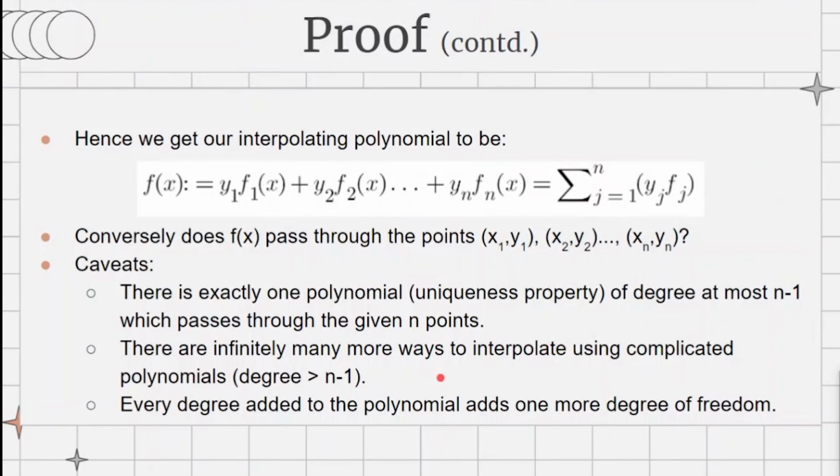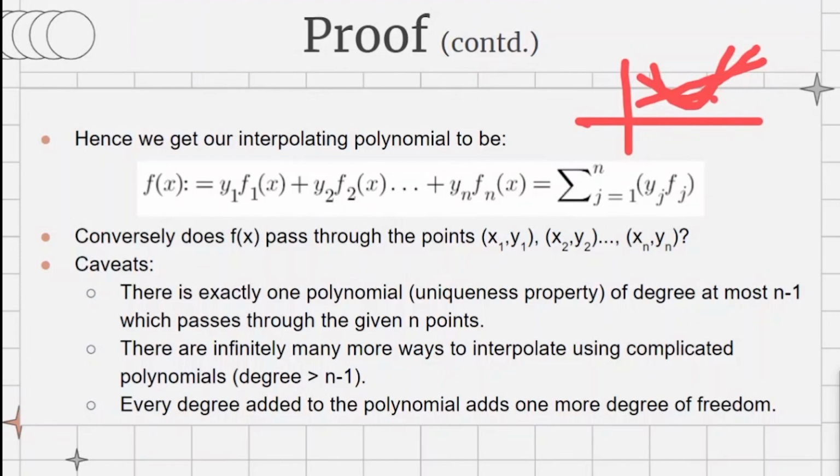And there are also infinitely many ways to interpolate using more complicated polynomials. As we saw in our example, if we had 2 points, we could pass a polynomial of degree 1 through those points, but we could also pass a polynomial of degree 2. And how many of degree 2? Infinitely many, because one could look like this, one could look like this, etc. So that's what this point is trying to say.